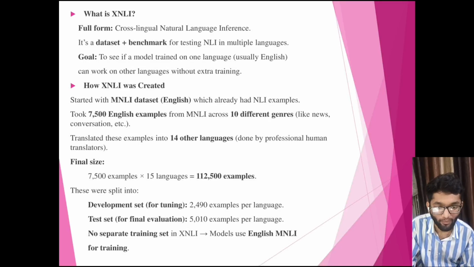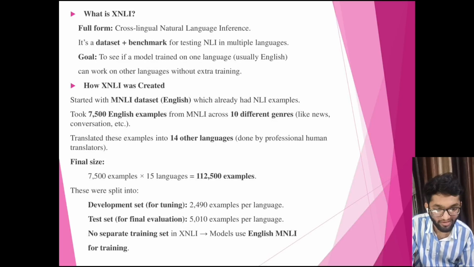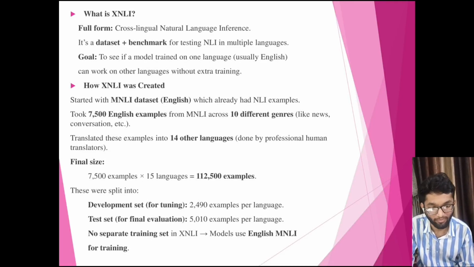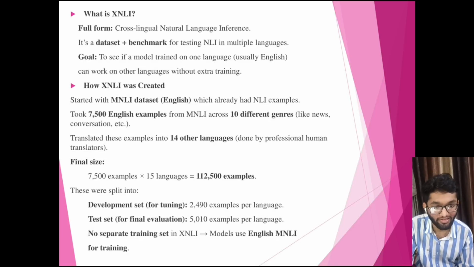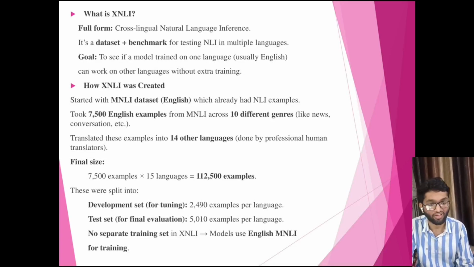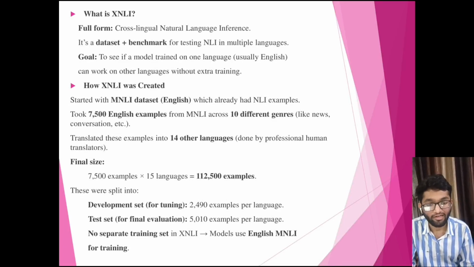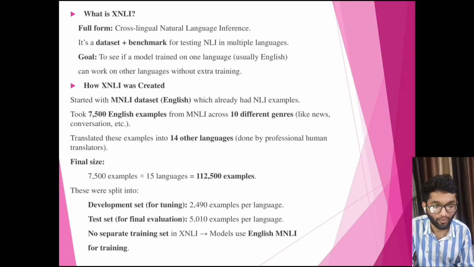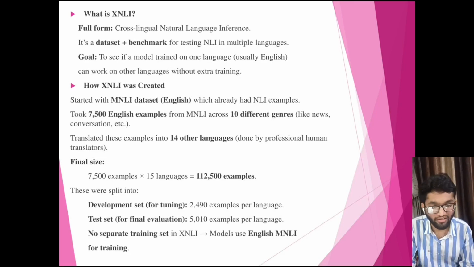Second is translation to other languages. 7,500 English examples from MNLI were selected and translated into 14 other languages. The translation was done by professional human translators to ensure accuracy. The final dataset has a total size of 7,500 examples times 15 languages, which equals 112,500 examples. This includes 15 languages: English plus 14 translated languages like French, German, Japanese, and Arabic. The data is split into a development set and a test set. The development set includes 2,490 examples per language used for model tuning, and 5,010 examples per language used for final evaluation.